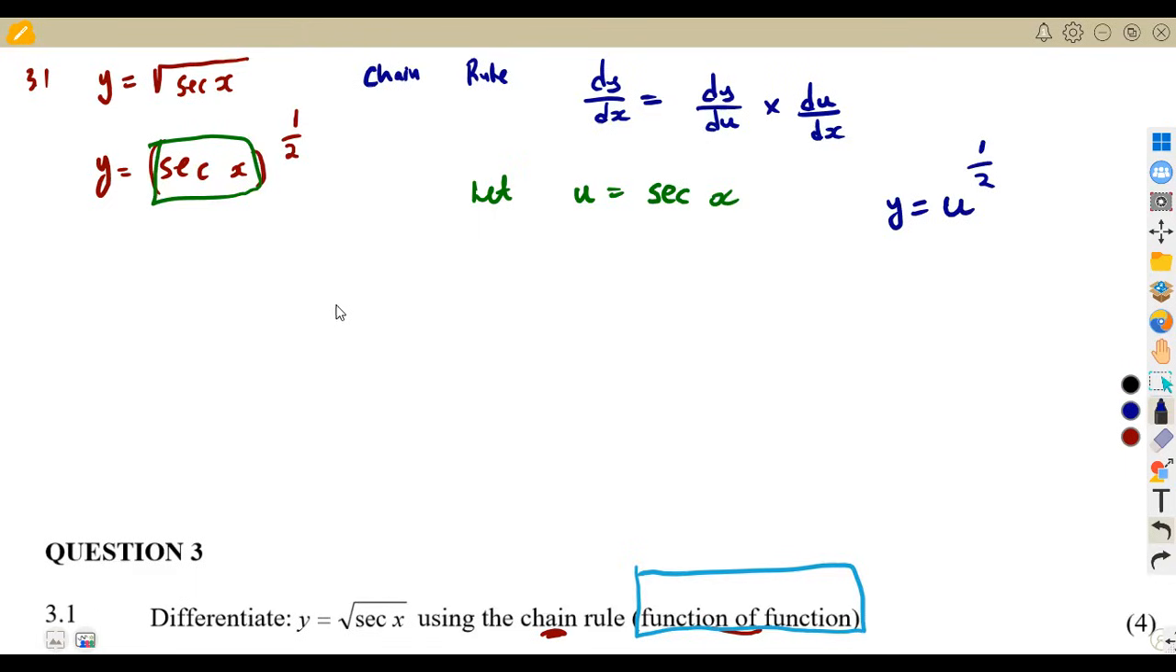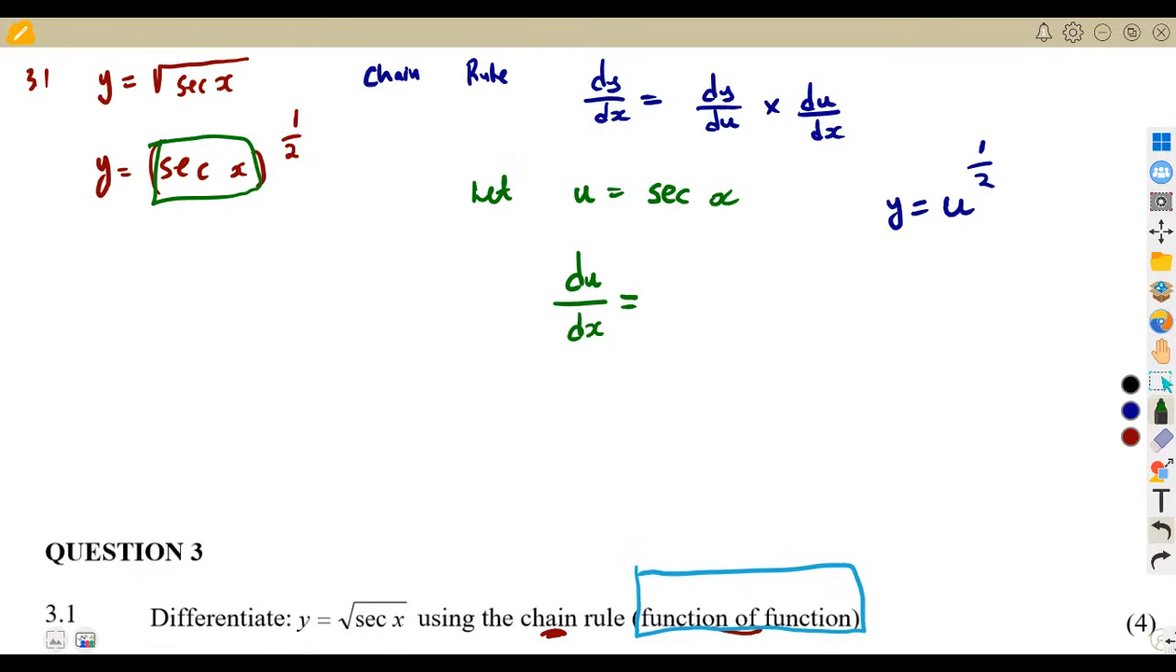So that's where we are obtaining these derivatives. The derivative of y with respect to u, meaning we are working with this part of y and u. The derivative of u with respect to x, meaning we are working with u with respect to x. That is the condition. All right, so let us find our derivatives here. From u, we are going to differentiate with respect to x. So the derivative of u with respect to x is equal to the derivative of sec x. Remember, sec x gives us sec x tan x.